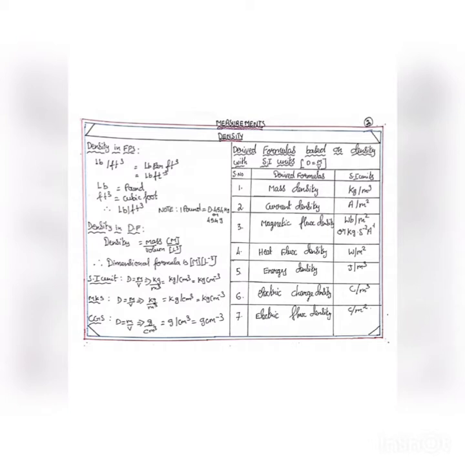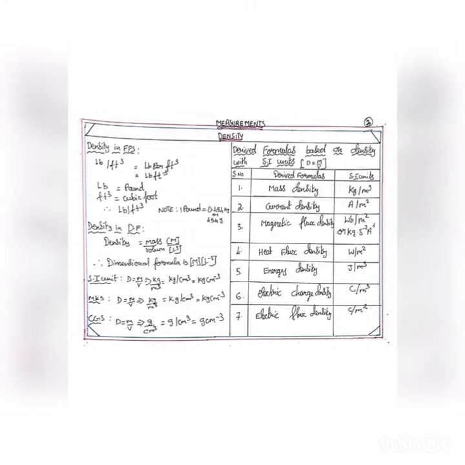Now we can move to MKS. D is equal to M by V, which implies kg by m cube. Kg per centimeter cube, kg centimeter power minus 3. CGS: D is equal to M by V, which implies gram by centimeter cube, or gram per centimeter cube, or gram centimeter power minus 3.